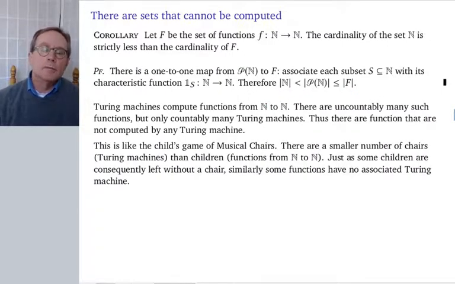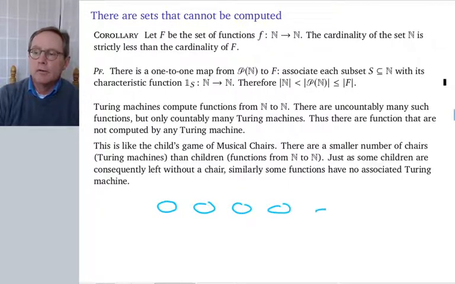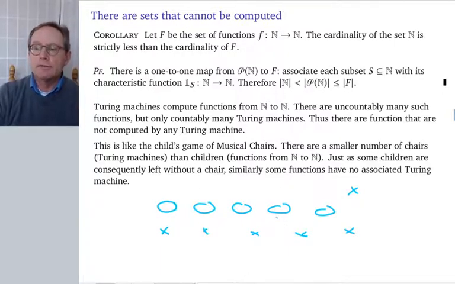So this should remind you of the child's game of musical chairs. I just want to make sure that everybody remembers what musical chairs is. In musical chairs, you might start with 6 children and 5 chairs. 1, 2, 3, 4, 5 chairs, and 1, 2, 3, 4, 5, 6 children. It's called musical chairs because you play some music and the children walk around, and then all of a sudden you make the music stop, and the children have to try to grab a chair.